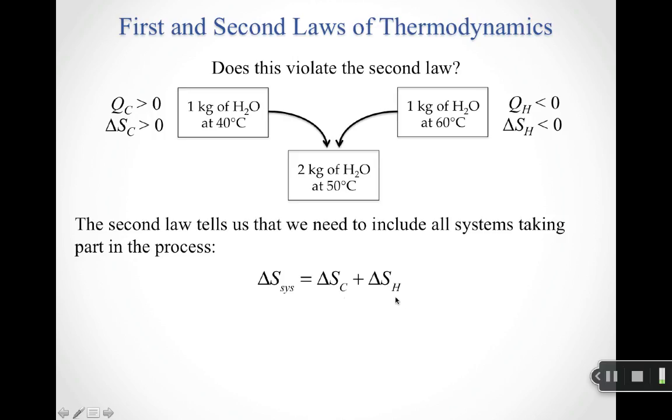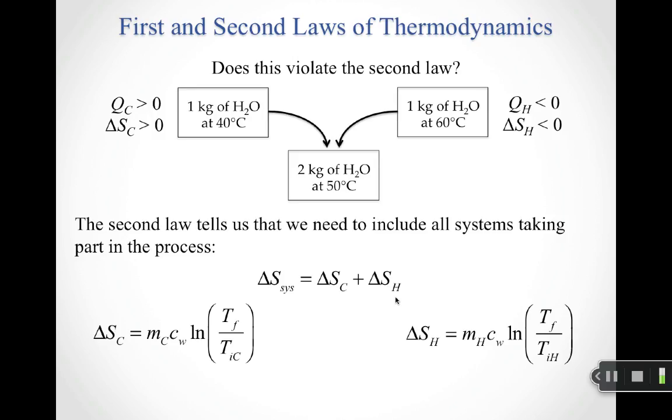And so for my system here, well, my system has two pieces. It has the cold water and the hot water that I started out with. So I need to think about doing two calculations, one for the change in entropy of the cold water, one for the change in entropy of the hot water. I know these are both specific heat processes, right? It's the same stuff, same phase, it's water in both cases. They're both changing temperature. So I can calculate the change in entropy of the cold water as mass of the cold water times the specific heat of water times the natural log of the final temperature they end up at over the initial temperature that the cold water started at. And again, I just need to make sure that both of these temperatures are in Kelvin.